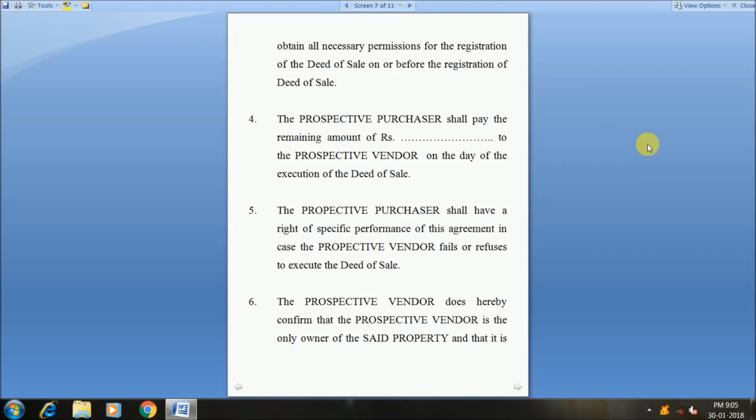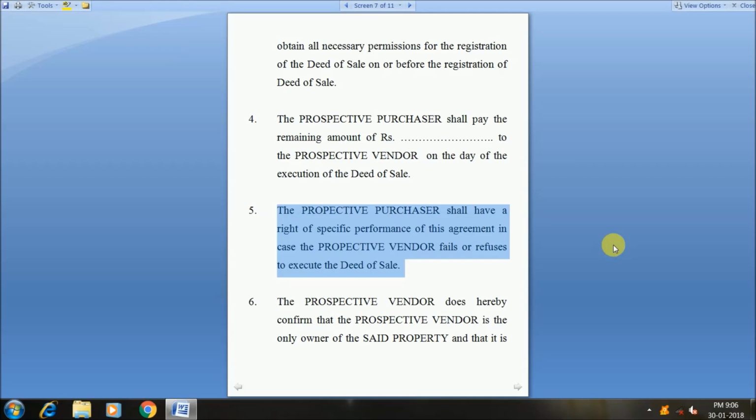This covenant also is something worth taking note of. That is, the prospective purchaser shall have a right of specific performance of this agreement in case the prospective vendor fails or refuses to execute the deed of sale. Now, this covenant is not required to be stated necessarily, because irrespective of whether this covenant is stated or not, as per the Specific Relief Act, either of the parties will have a right of specific performance. So therefore, irrespective of whether this statement is made or not, the party will always have a right of specific performance.